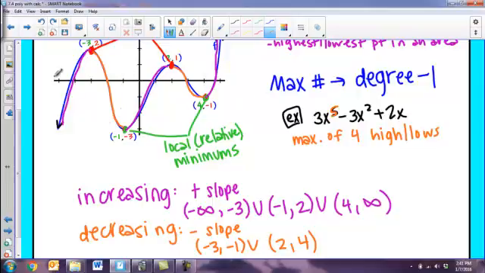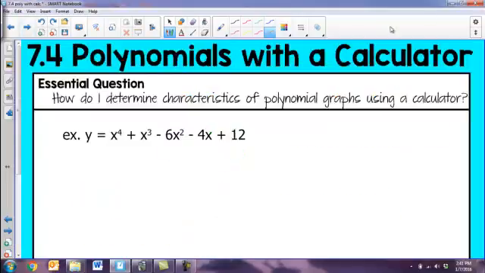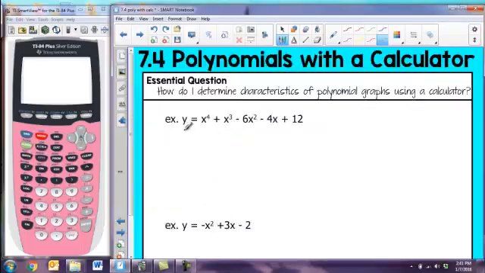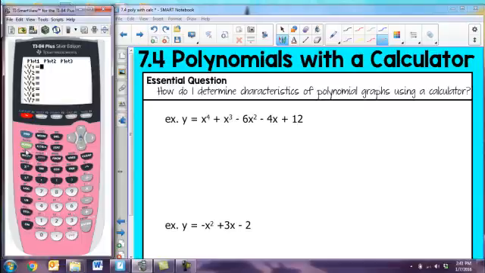So let's look at some examples on our calculator, because you know not all of our graphs are going to look nice and pretty like this one. So we want to find out, how am I going to find those maxes and mins? Okay, so let's grab our calculator, and our first example is this long polynomial, and we want to find out a couple things. We want to know where the relative mins and maxes are. We want to know where it is increasing and then where the graph is decreasing. So we're going to go ahead and go into y equals and type this thing in.